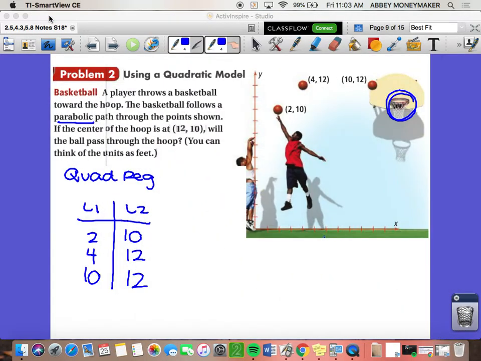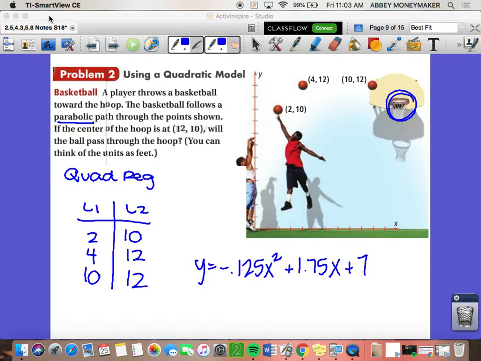Will someone read that to me? Negative 0.125x squared. X squared now because you're dealing with a quad reg, right? What's next? 75. Thank you. Plus 7.